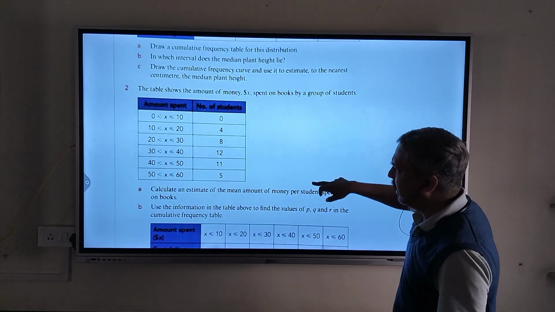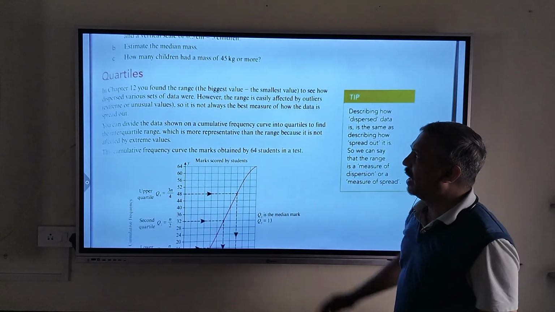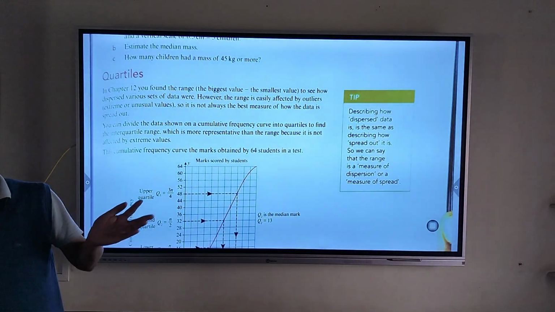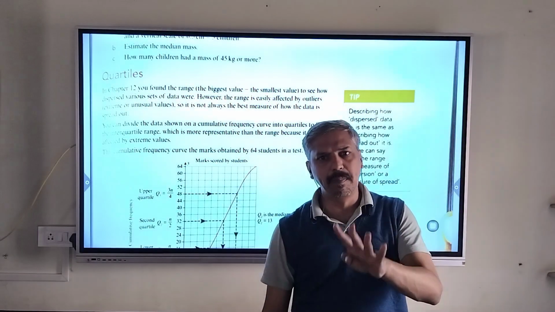Well, now the exercise you can help yourself, and should there be any doubt, please tell me. Quartiles we'll just see. The quartiles divide the entire given data into four equal parts.